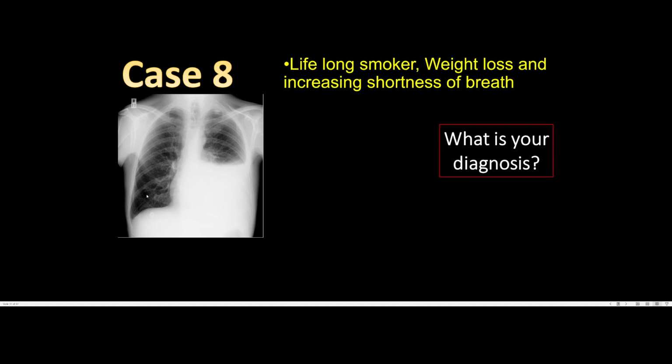What do I mean by silhouette sign? Well, let's look at it step by step. If we look at the left hemidiaphragm, we can see the left hemidiaphragm is nowhere to be seen. Also, we can see the costophrenic angle. It is nowhere to be seen.